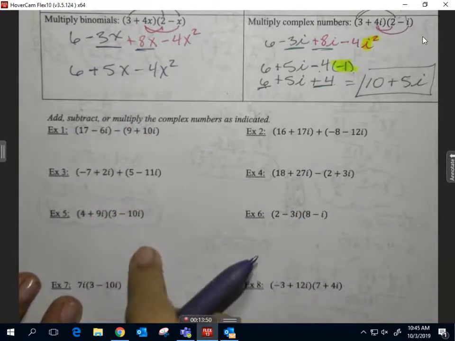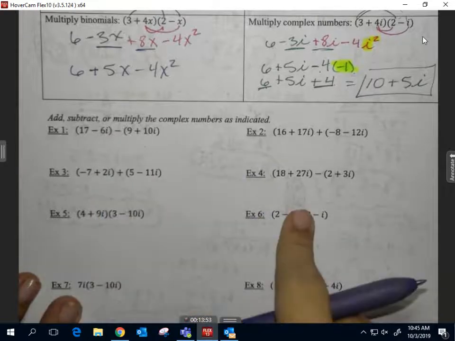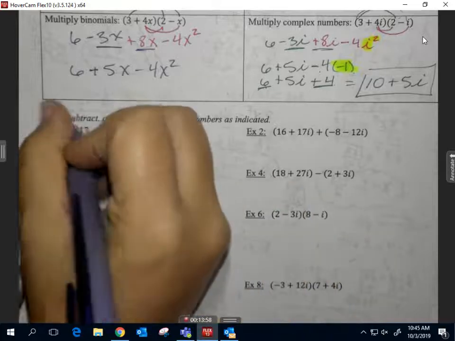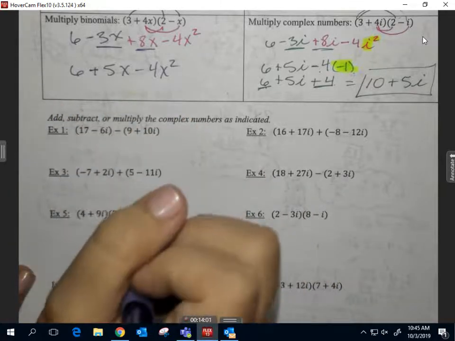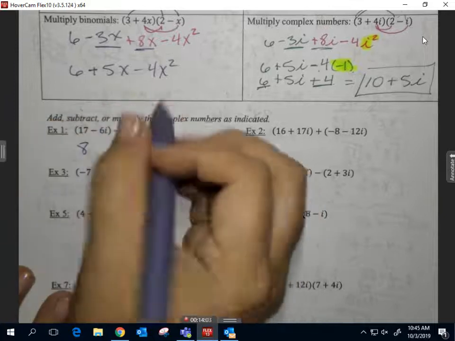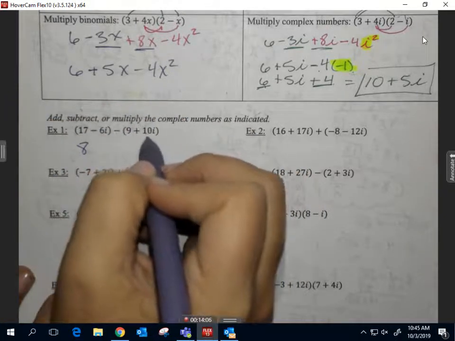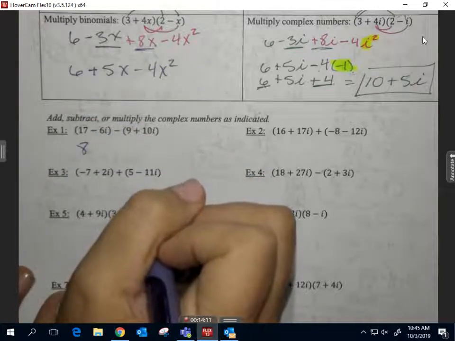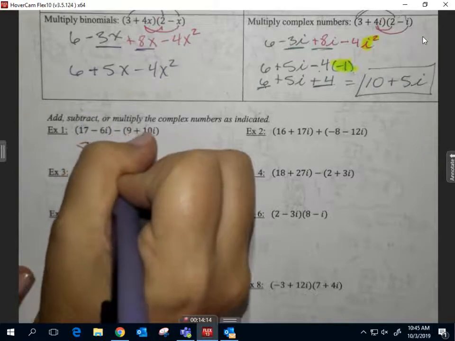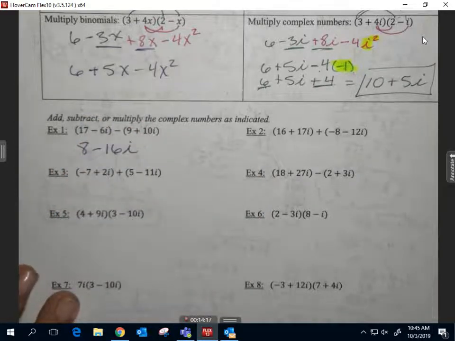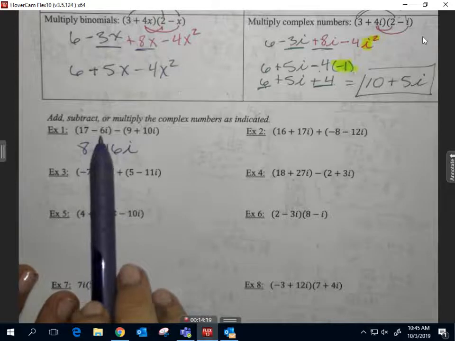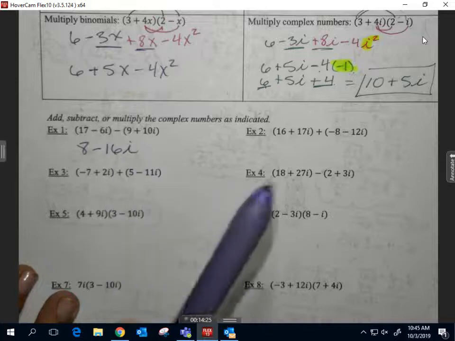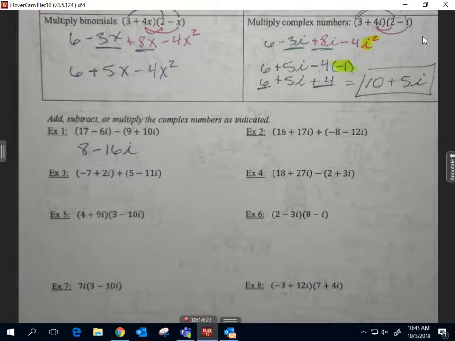Let's go through 1 through 4 fairly fast because those aren't too difficult. So we have 17 minus 9, which is 8. And then negative 6i minus positive 10i. Ooh. That would be a negative 16i. Because we're subtracting, we have a negative number and we're subtracting a positive number from it. So we just kind of add them and keep the sign.